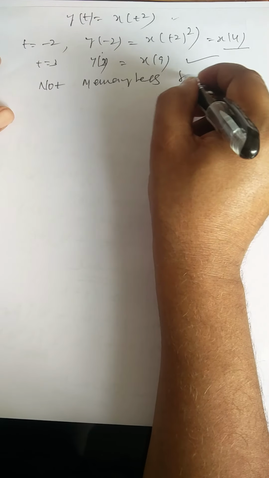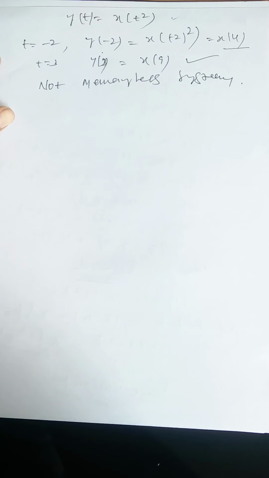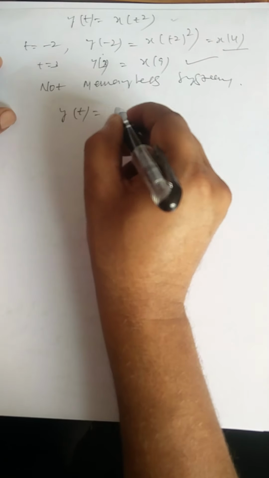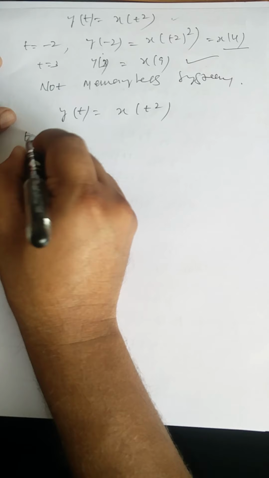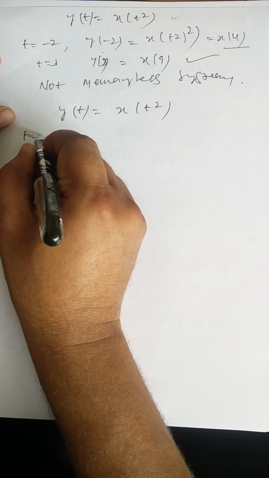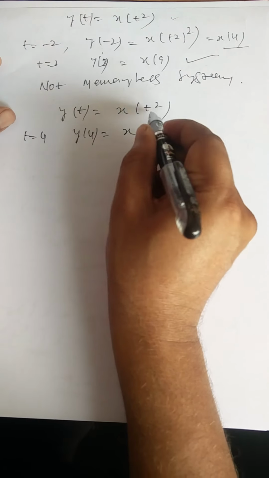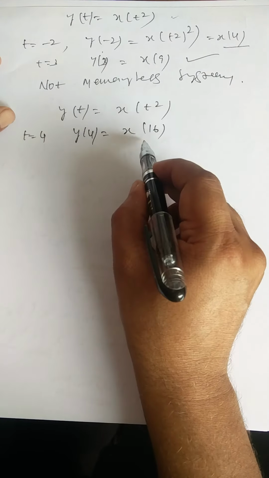It is not a memoryless system. Okay. Next, causal or non-causal system. To check whether it is causal or non-causal, check any value of t. Suppose you take t equal to 4, y of 4 is equal to x of 4 square, which becomes 16. It depends upon the future value of the input.